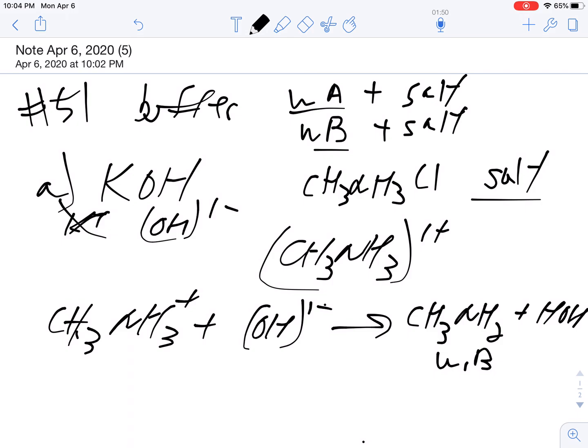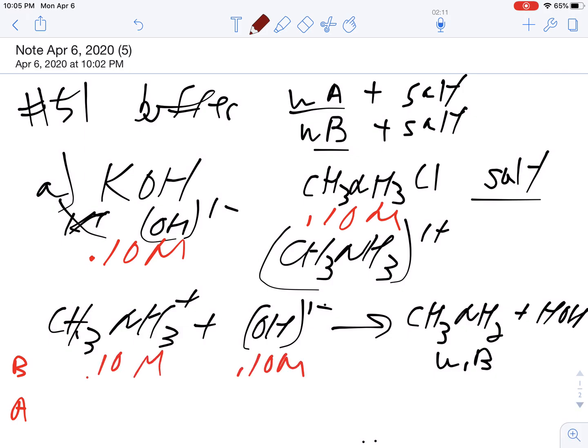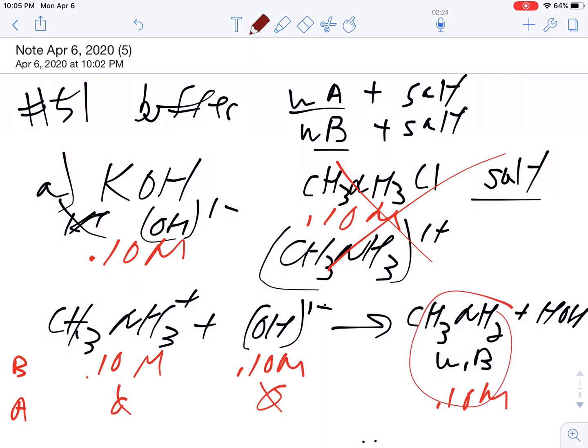So if I've got 0.1 molar of this and 0.1 molar of this, well, if I do a before and after table, I really should be using moles, but since the volume isn't changing in the problem, you can use molarity just this once. Afterwards, I'm going to end up with just weak base. So all my salt will be gone. So I can't have a buffer with just weak base. So A is not a buffer.